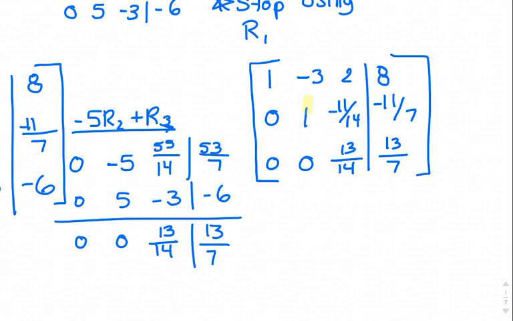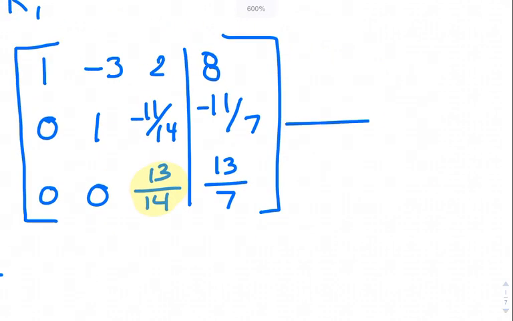Now I notice column 2 is done, so I stop using row 2. All I'm left with is to get a 1 in this spot. Whenever I want a 1, I just multiply the row. 13 over 14 times something would give me 1, so remember all I have to do is flip it. So instead of 13 over 14, I'm going to multiply this row 3 by 14 over 13.